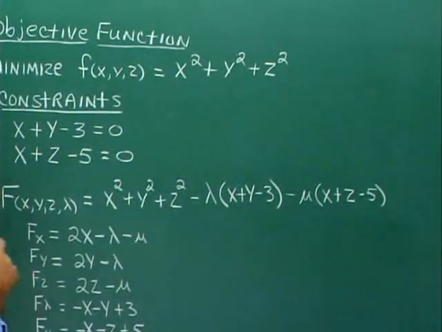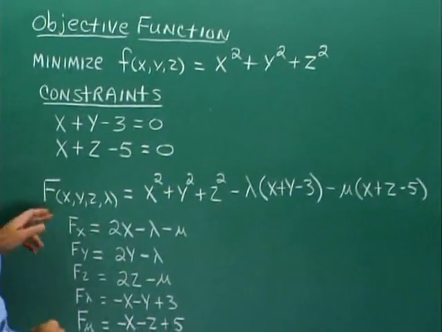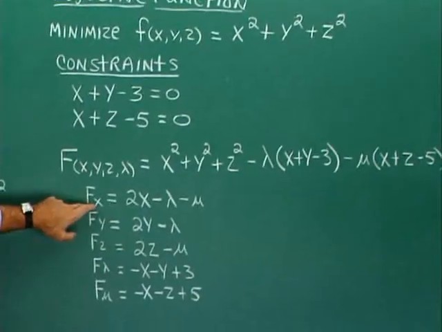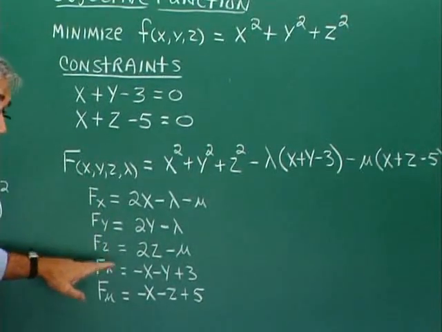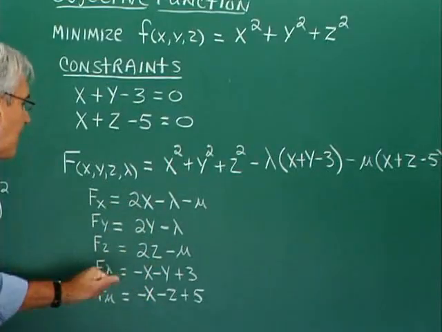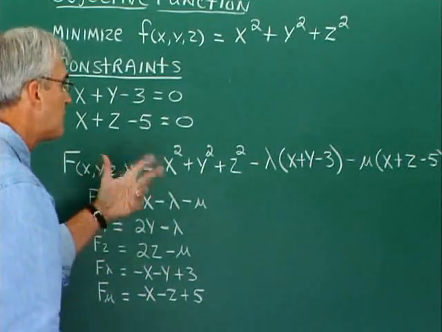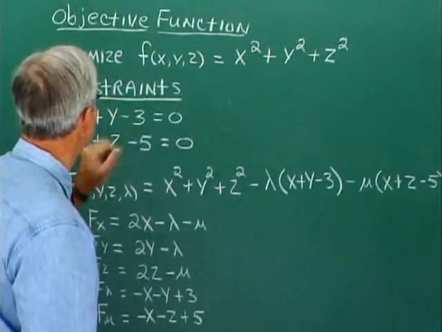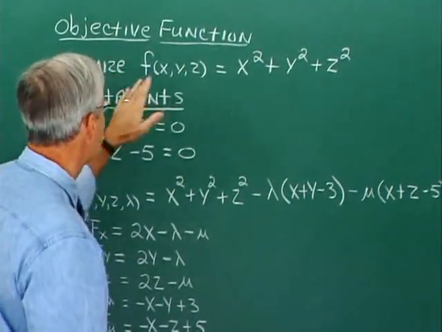And then we go through those partial derivatives, derivative with respect to x and y and z and lambda and mu. You see, and now we have 5 equations involving the 5 unknowns. We solve the system of equations and go about the business of minimizing or finding the minimum value for the function.